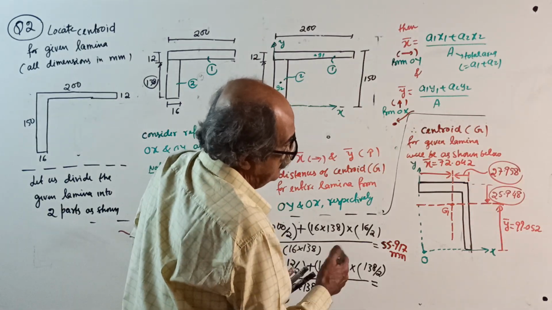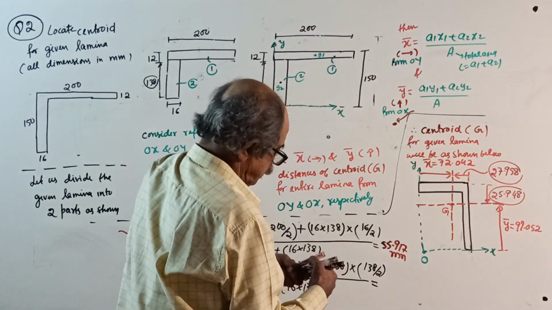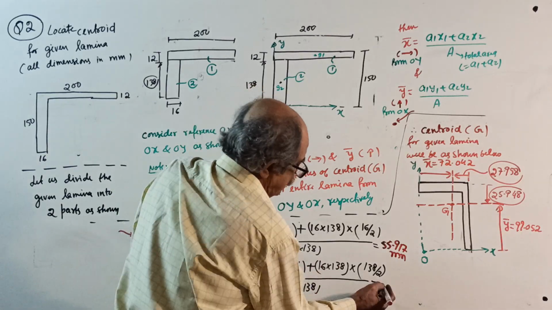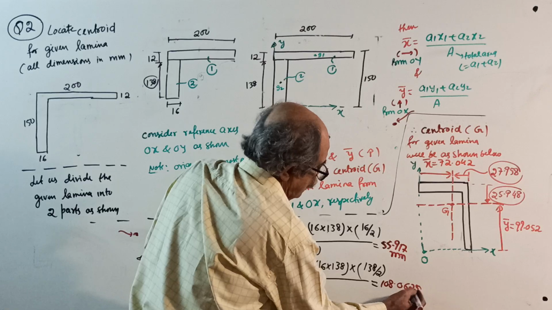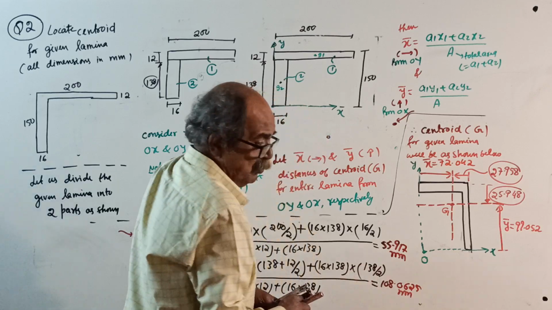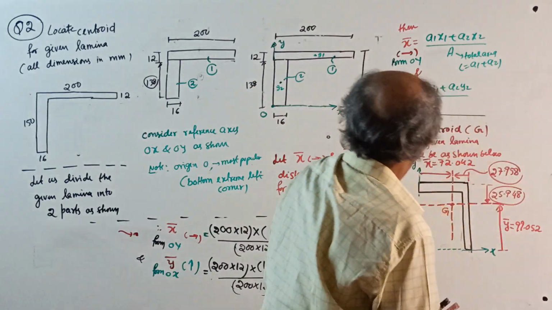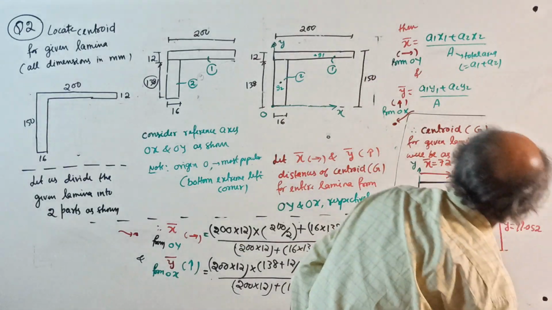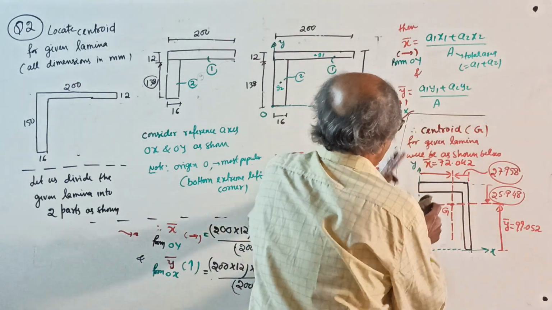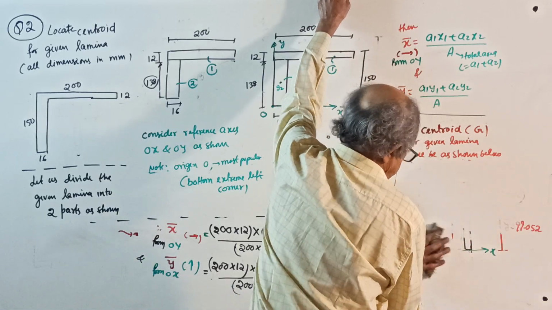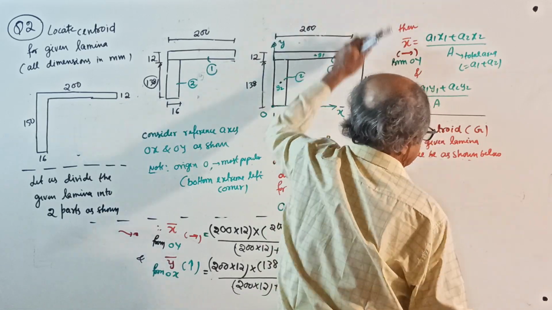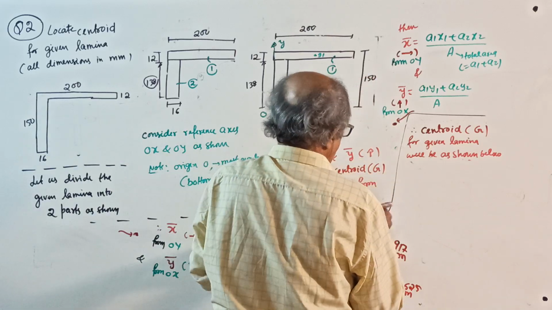Y bar from here, 108.0625. 108.0625 millimeter I got. Okay, now do one thing. Present the answer. How to present the answer? Therefore, centroid G for the given lamina will be as shown in figure. See, presentation. The original diagram you have to write always.